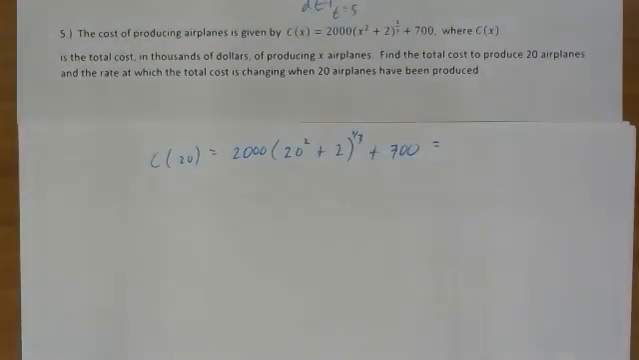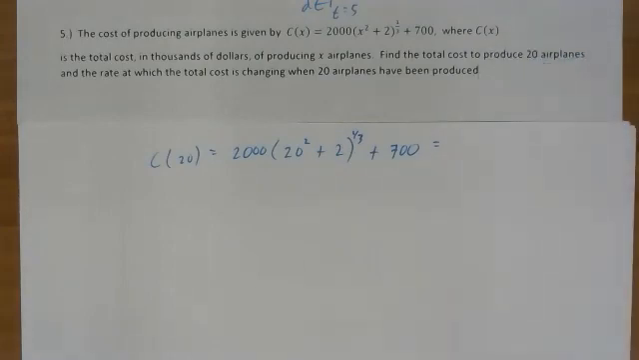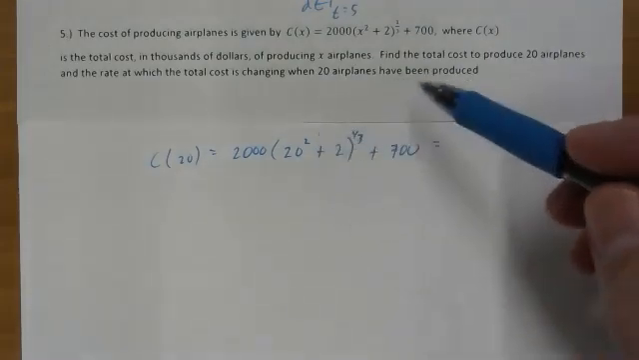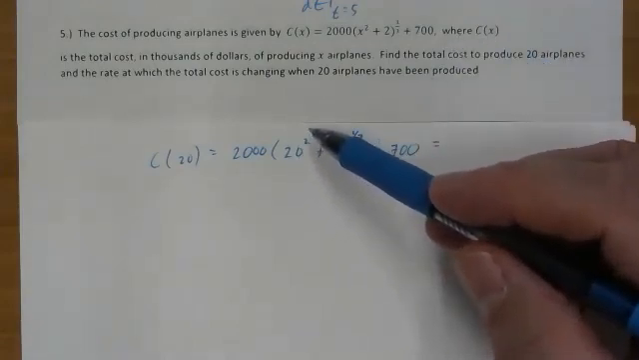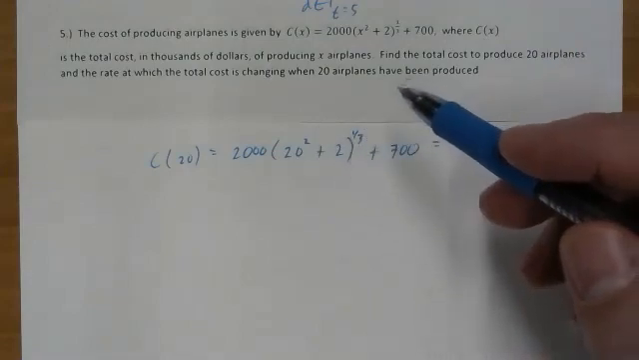So it doesn't really tell me how to round it. So 20 squared, I know it's 400. I got my calculator. 400 plus 2, that's 402.